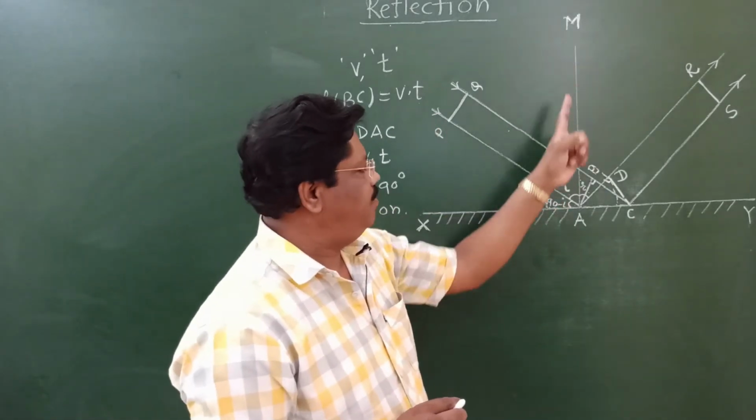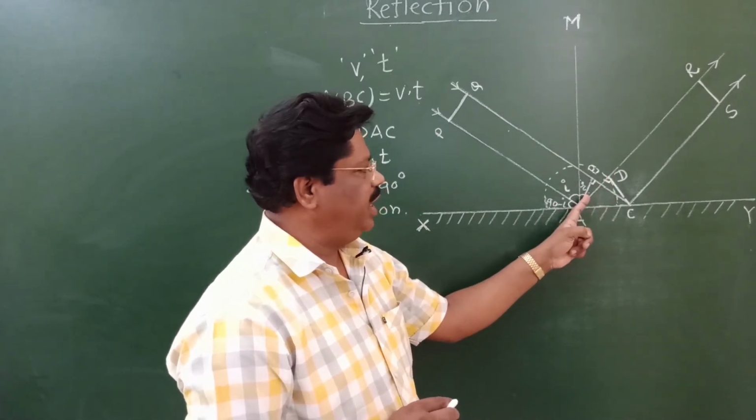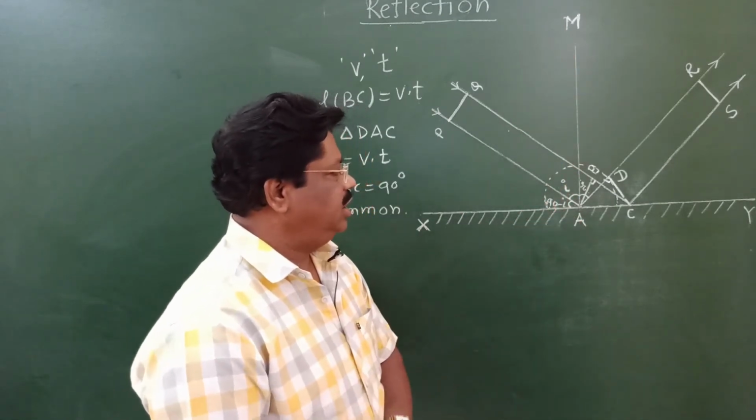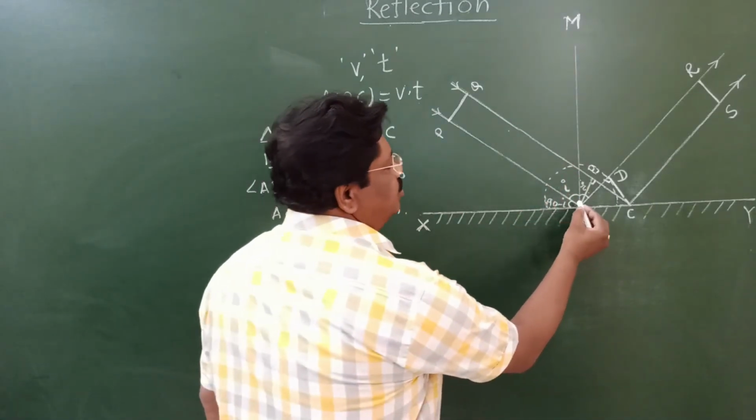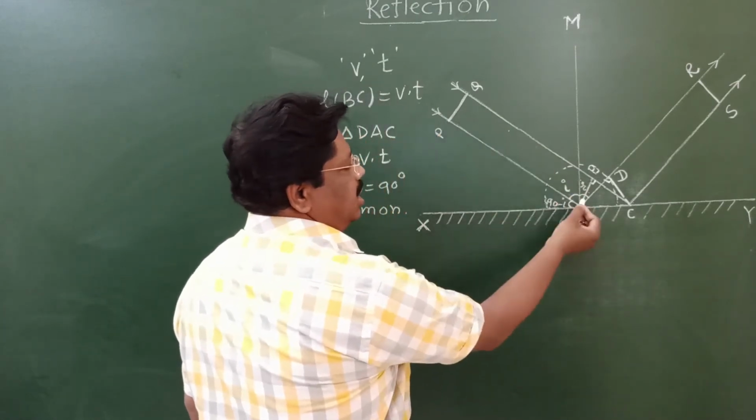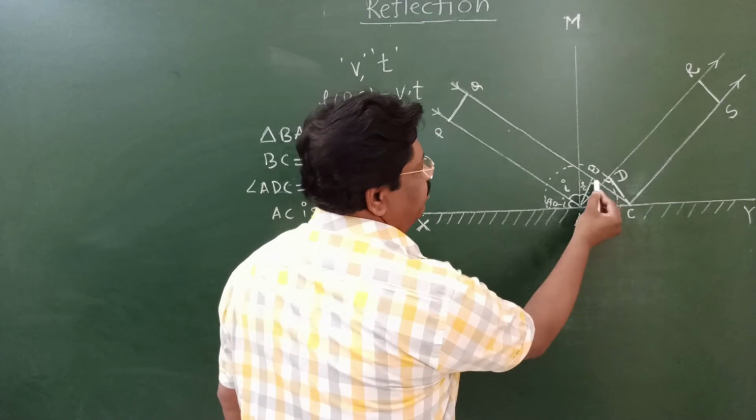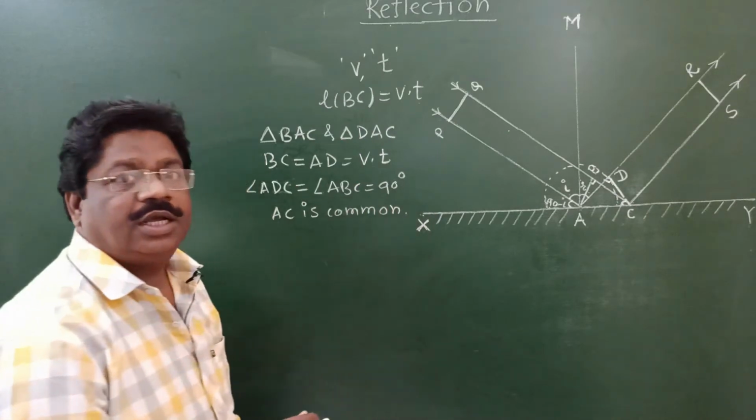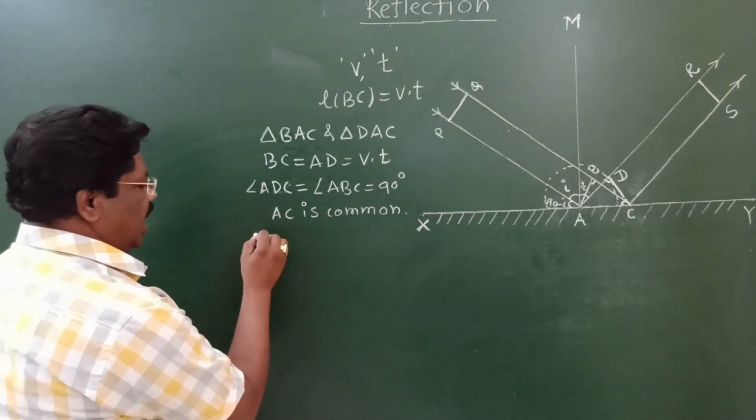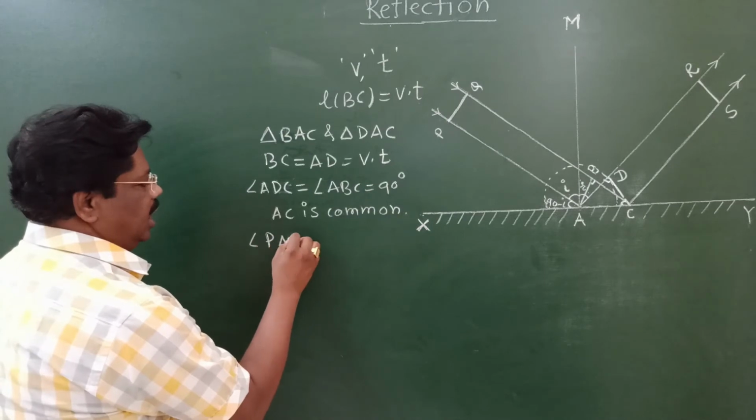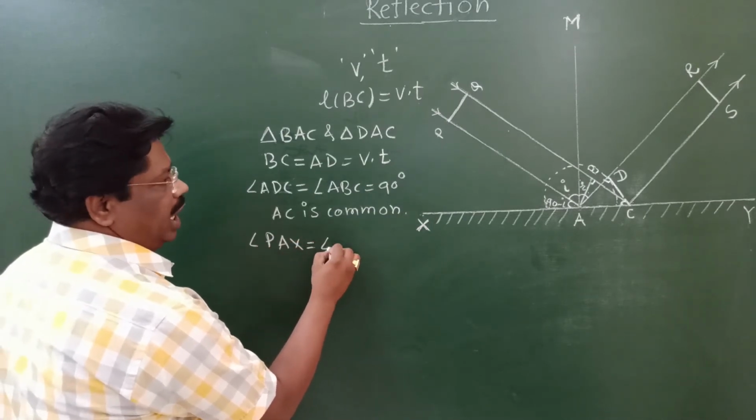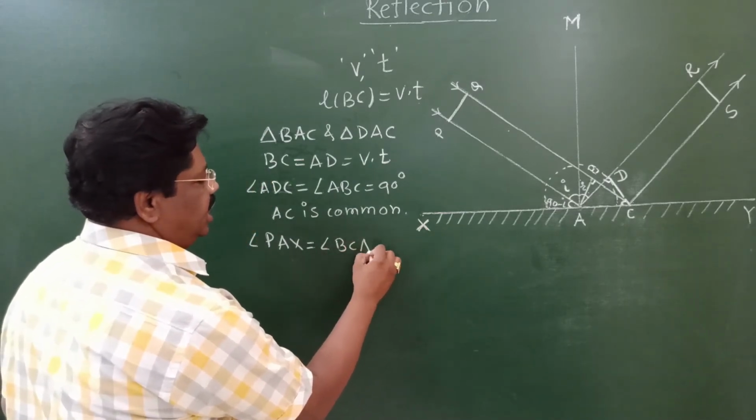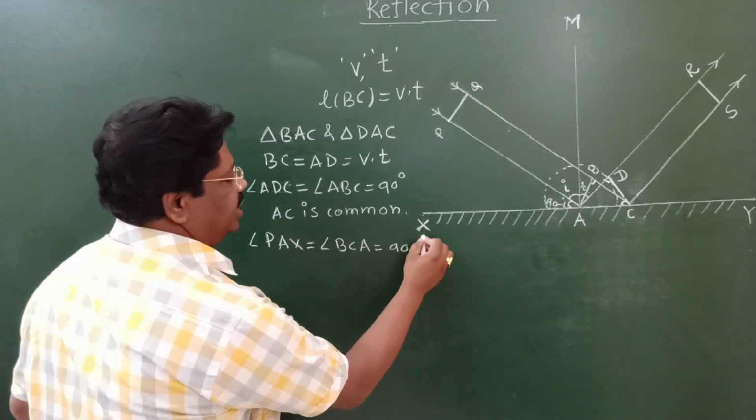Then angle MAD is the angle of reflection, and angle PAM is the angle of incidence. In this case, angle PAX and angle BCA are the same. These are called corresponding angles, and therefore angle PAX is equal to angle BCA is equal to 90 minus I.